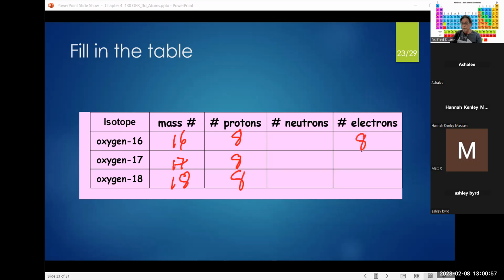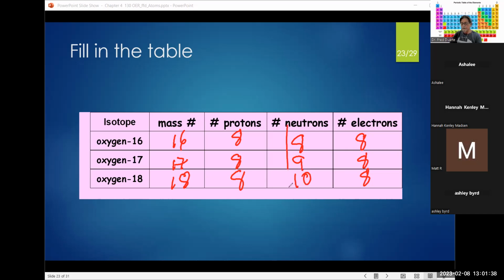And that is also true for the electrons. Right now we're talking about the elements, and so they're going to have an equal number of protons and electrons with a net charge of 0. We're going to start learning about ions because once you start gaining or losing electrons, you end up with a net positive or negative charge. That being the case, the only difference is in the number of neutrons. So how many neutrons for oxygen 16? 8. And what about oxygen 17? 9. And finally 10, right?